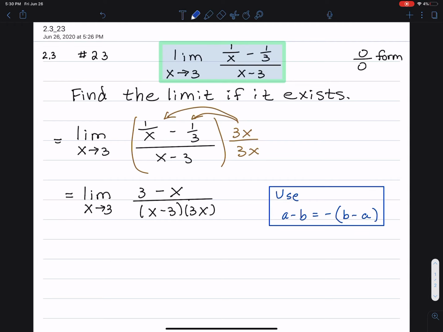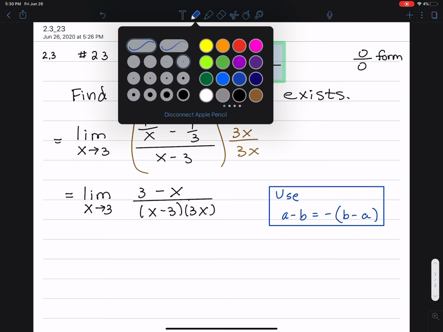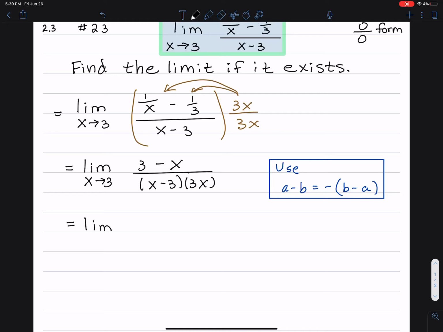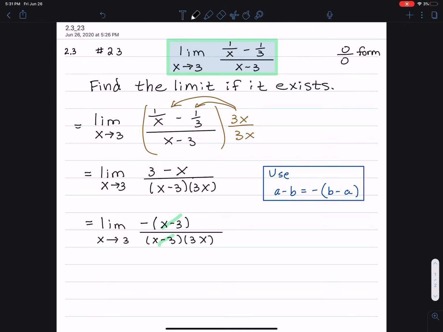So I want to do that over here so that I can cancel out x minus 3 in the denominator. I'll factor out -1, and I'll have x minus 3 in the numerator, and we also have x minus 3 in the denominator. And here we go, ready for cancellation. That x minus 3 was the reason the denominator is 0.